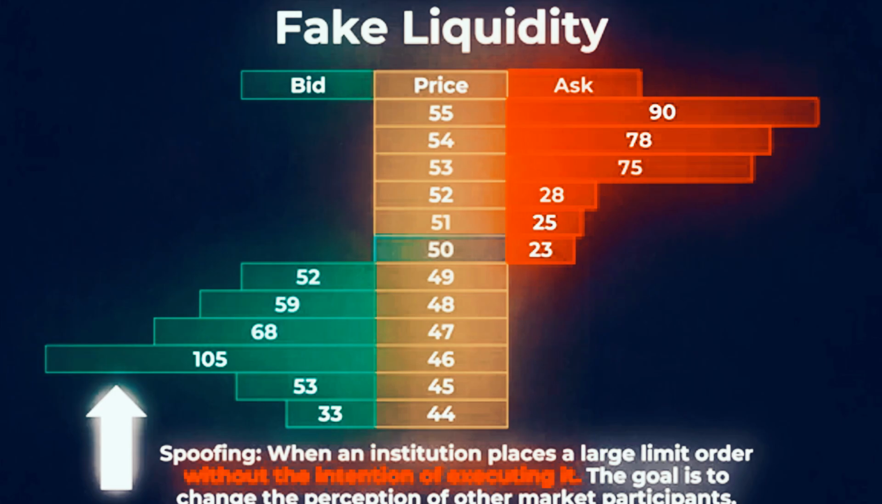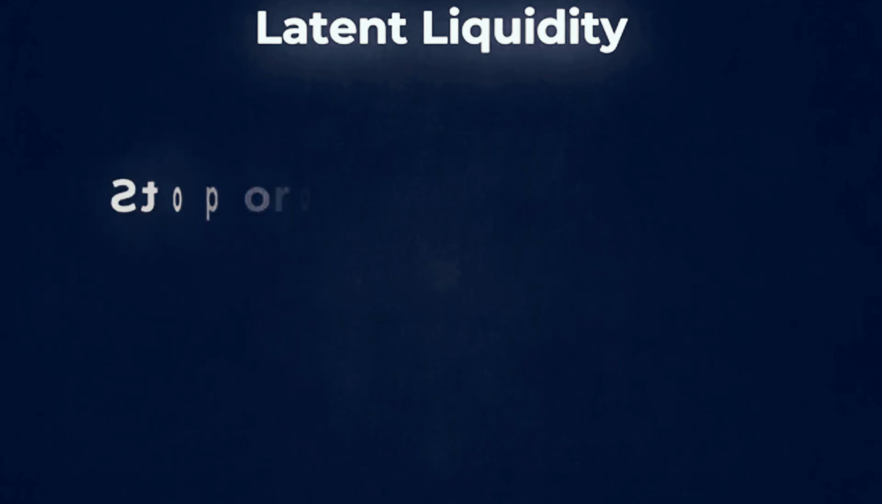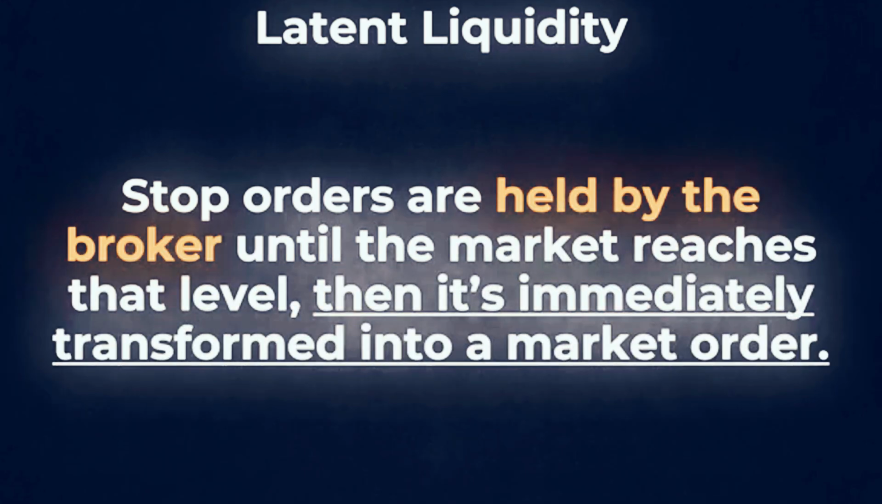An important type of liquidity for you to learn how to trade is what is called latent liquidity. Latent liquidity is a type of active retail liquidity, and it is characterized by stop orders. Stop orders are held by the broker until the market reaches that level. Then it's immediately transformed into a market order, and it will emerge in the public order flow.